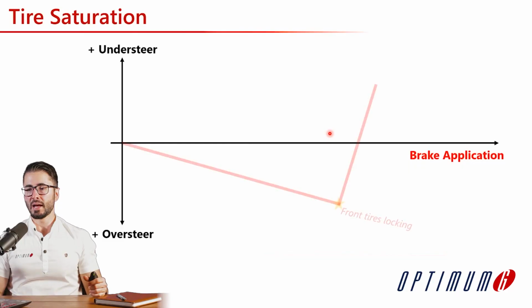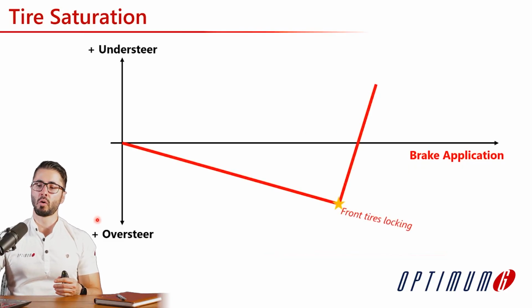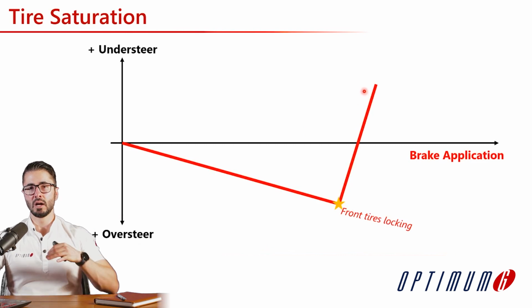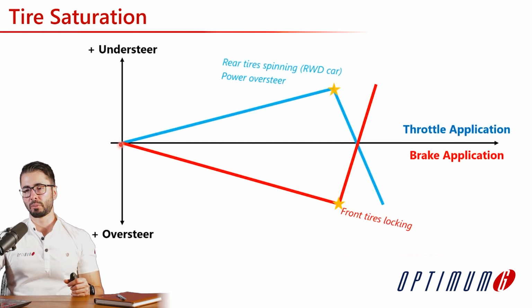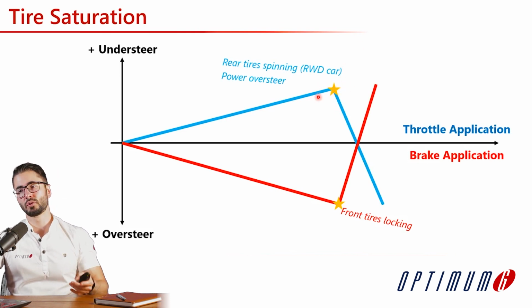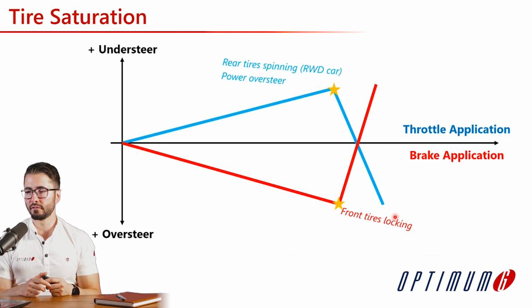Now, it is just interesting to put together brakes and throttle so that we can see that they go in opposite directions. So for the brakes, as you apply the brakes, you're going to get more oversteer up to a point where you start locking the front tires, while for the throttle, as you apply the throttle, you are getting more understeer up to a point where you can get either more understeer if it's front wheel drive or oversteer if it is rear wheel drive.